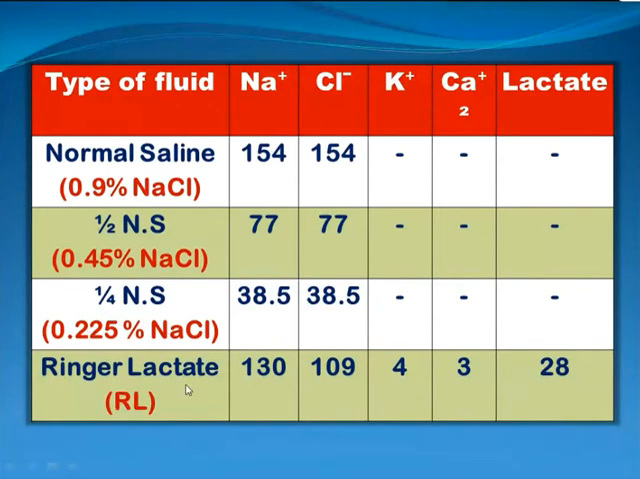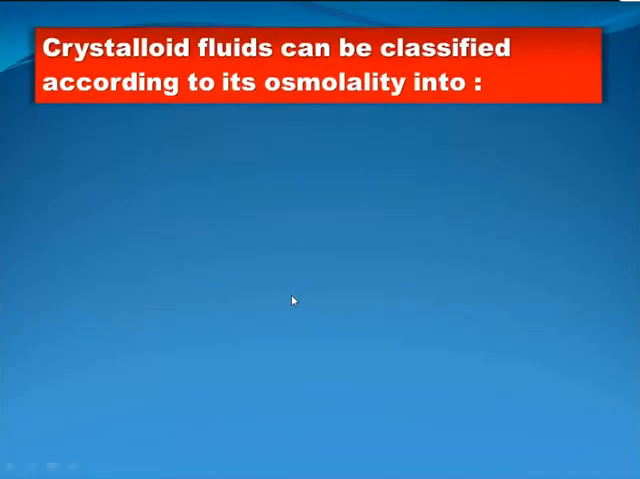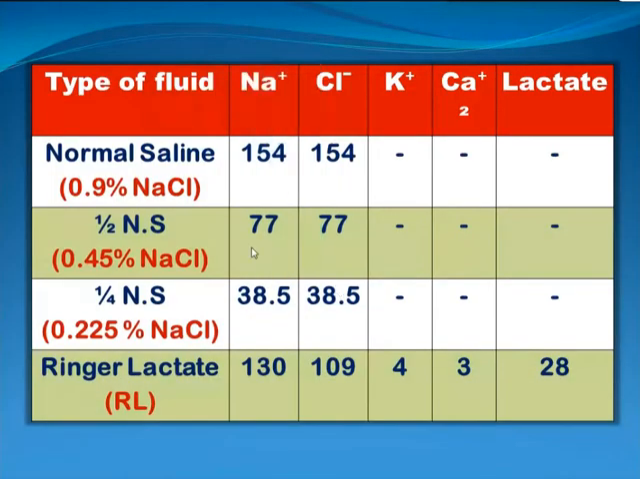The other is the Ringer lactate. Ringer lactate contains sodium, chloride, potassium, calcium, and lactate. So physiologically, it is the nearest to the plasma. But in its tonicity or osmolality, the nearest one is the normal saline. Why physiologically? Because it contains potassium and calcium and even lactate. You can see here that the concentration of sodium is relatively less than that of the normal saline, while the chloride is nearest to the normal serum chloride.